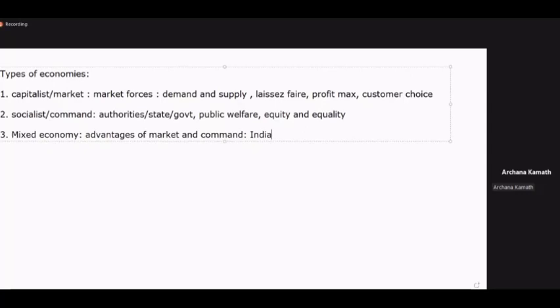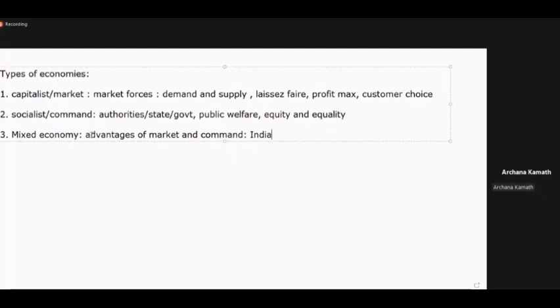Second one, socialist economy. We had learned erstwhile USSR, China, etc., but now they don't fall into that category. I can give you the best example of North Korea that falls under the category of socialist economy, okay, command economy, where you have the supreme authority who takes all the decisions regarding how the economy should work.